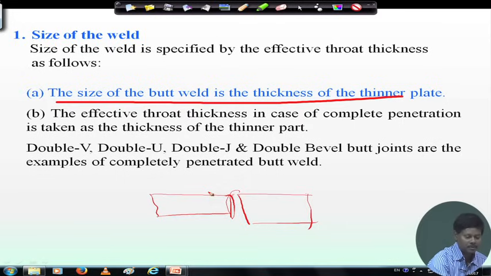There are different types of completely penetrated joints, like double V butt joint, double U butt joint, double J and double bevel butt joint. These are some examples where the joint is completely penetrated. So, in this case, the thickness of the thinner plate will be the size of the weld.